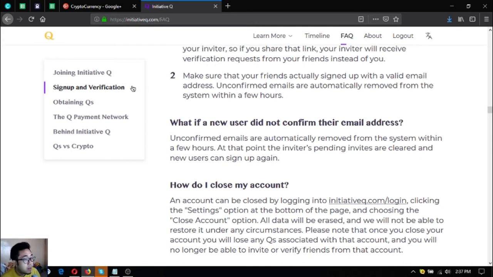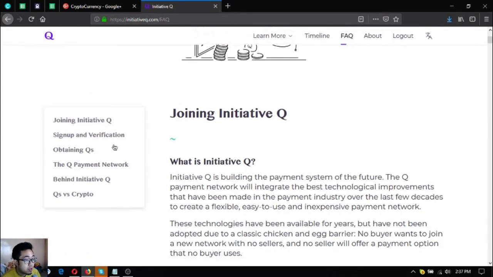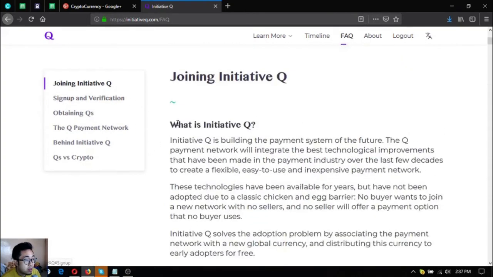Okay, so those are the frequently asked questions about joining Initiative Q and their sign up and verification. In later videos, I'm going to discuss obtaining Initiative Q's Qs, the payment network behind Initiative Q, and Qs versus crypto. Okay, so guys, I think that's it.